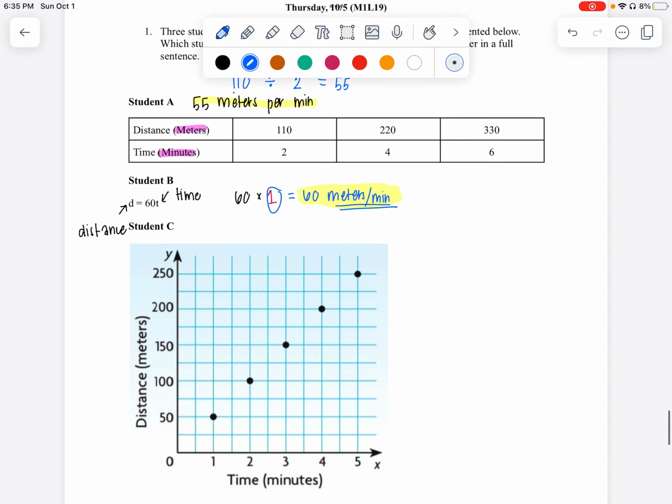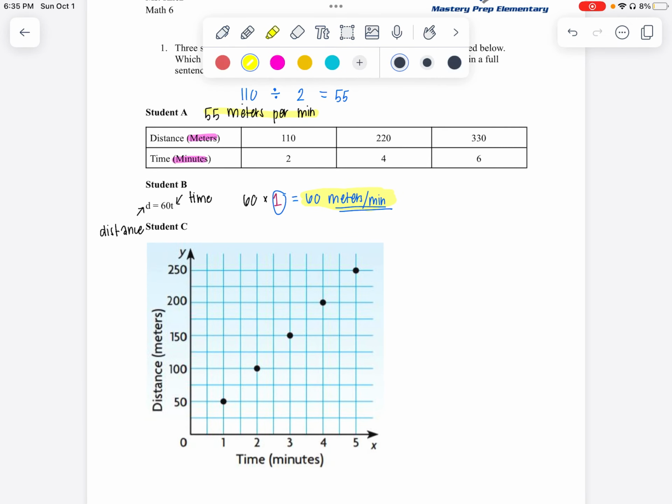And then we can see the meters per minute in the graph as well, because if we just look at how far is traveled in 1 minute, we can see 50 meters are traveled in 1 minute. In a graph, if there was ever a situation where you couldn't see how far was being traveled in 1 minute, you could pick any other pair. For example, 3, 150. And if you divided the number of meters by the number of minutes, 150 divided by 3, you would get the same answer, which is 50 meters per minute.